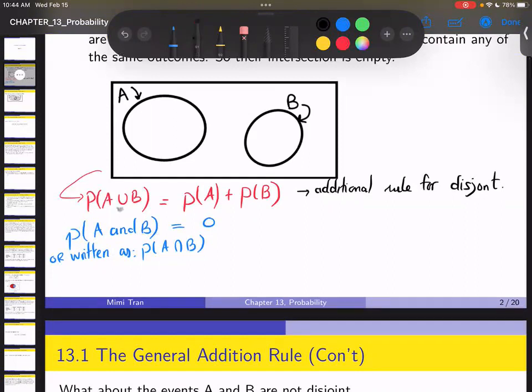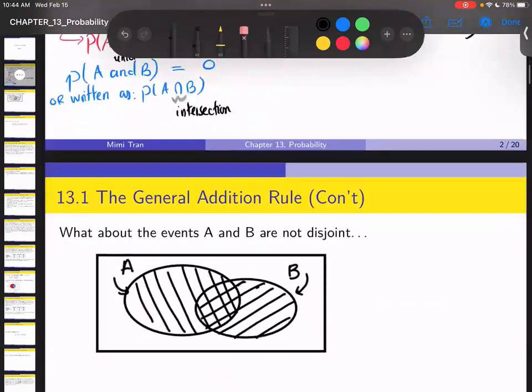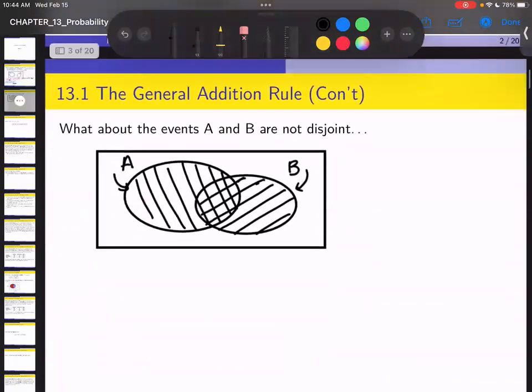And this thing called union, and this thing called intersection. So that's mutually exclusive event, right? It's pretty straightforward. But now, what if 2 circles, they kind of intersect each other? Now it gets a bit more involved, right? P of A or B is no longer P of A plus P of B.